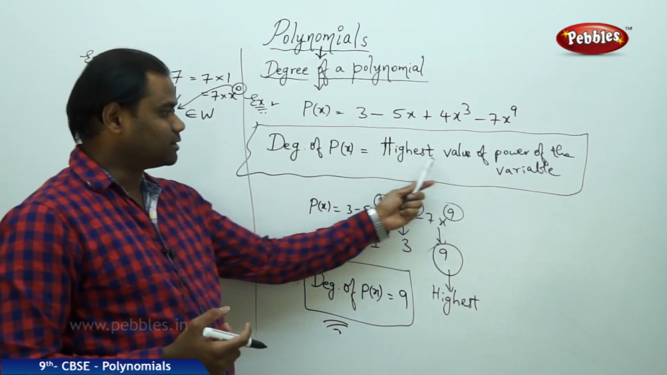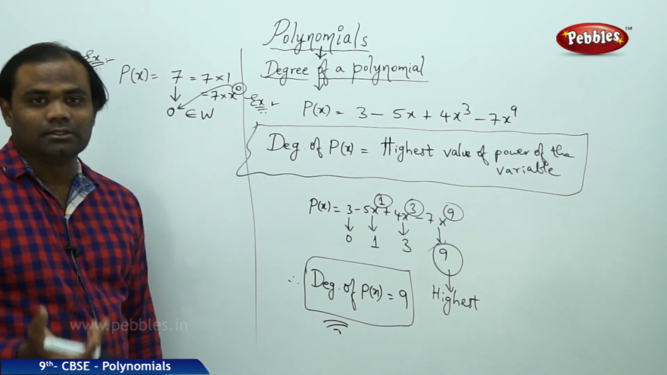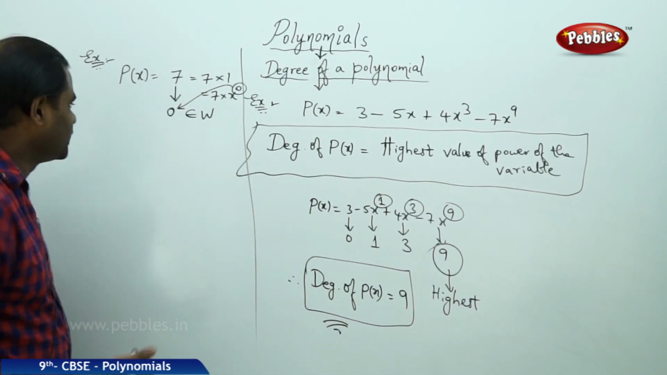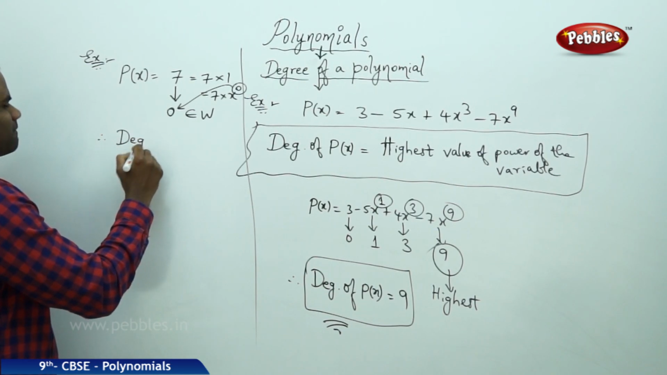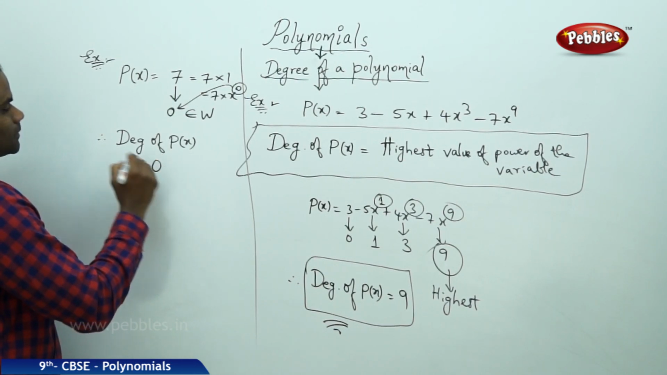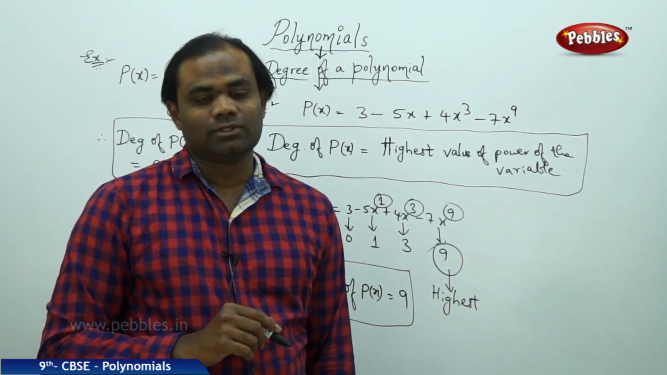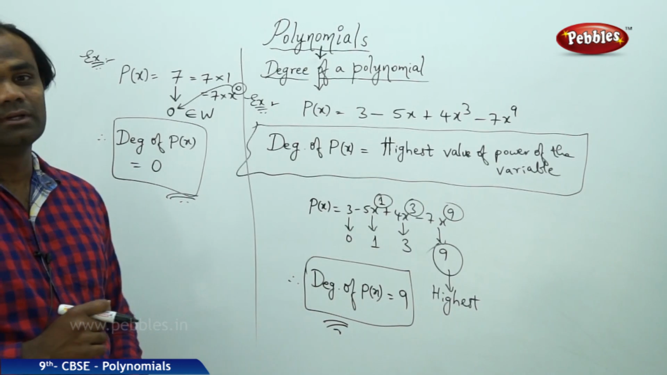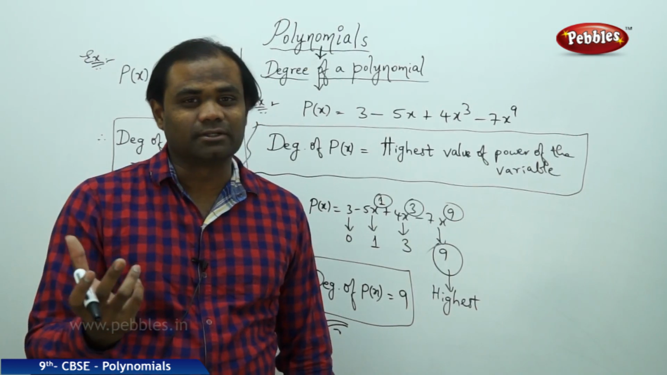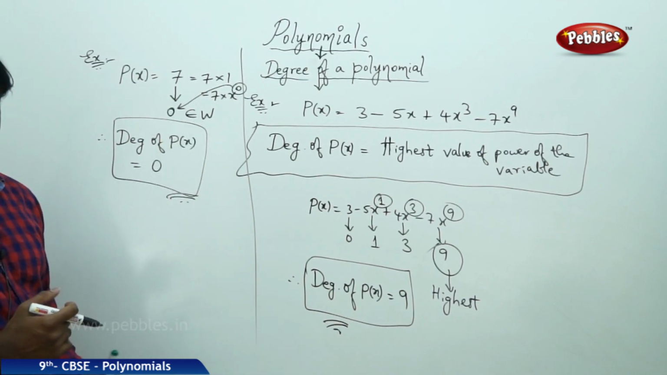But as you see the definition, the highest value of this entire expression is nothing but the power of the variable x here itself, because there's only one term, and hence the degree of P of x is 0. The given polynomial is 0. So what do we understand with this standard example out here? For any constant polynomial, that is a polynomial which is expressed as a constant, its degree is always 0, is the most important learning outcome with this example problem.